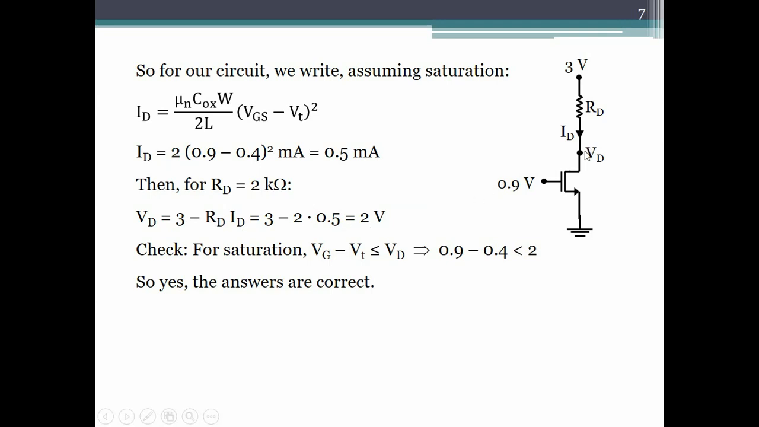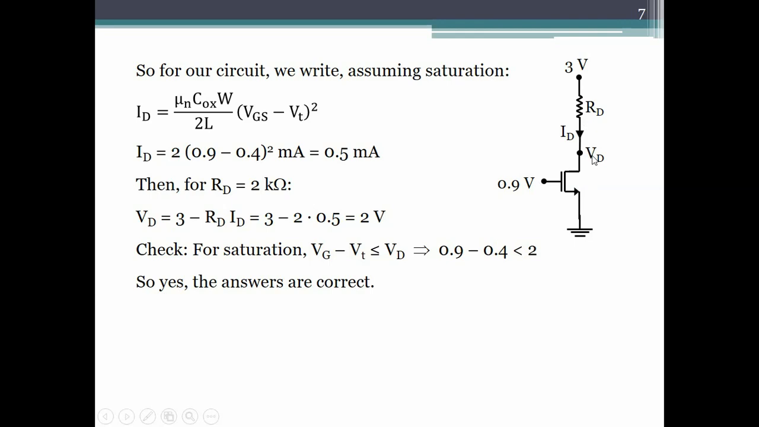And now we check: does 2 volts put the transistor in saturation? Of course, whenever the drain voltage is greater than the gate voltage, the transistor is in saturation. So our assumption is correct, and we've solved the circuit. The answer for this circuit is that the transistor is in saturation, the saturation current flowing is 0.5 milliamps, and the drain voltage is 2 volts.